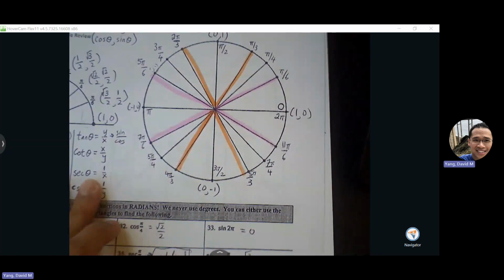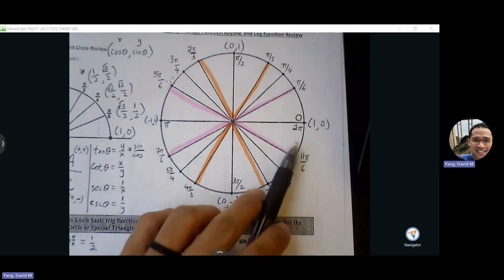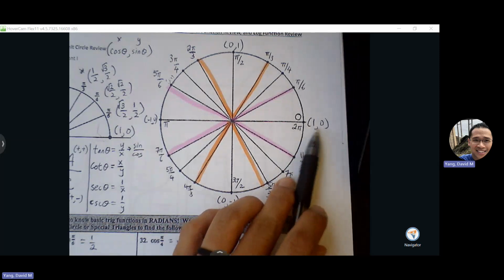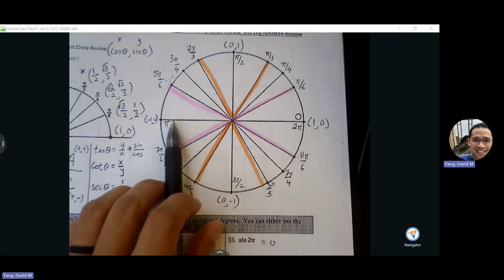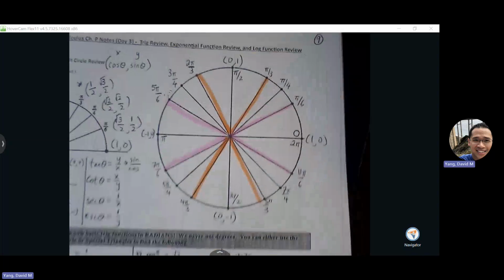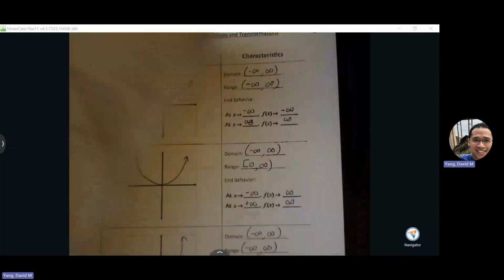Look back. Tangent is y over x, so 0 is going to be 0 over 1. That constitutes as 0. 0 over -1, that's also 0. So 0, pi, and 2 pi.